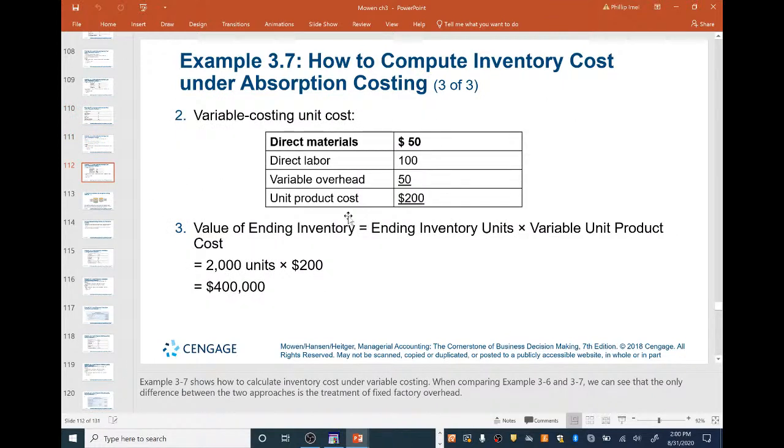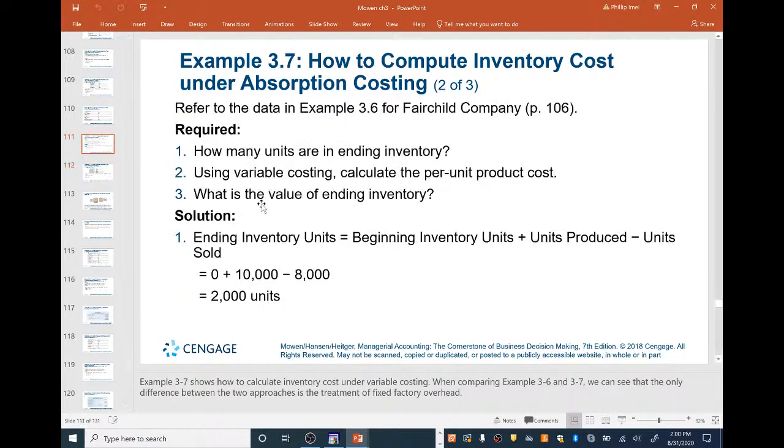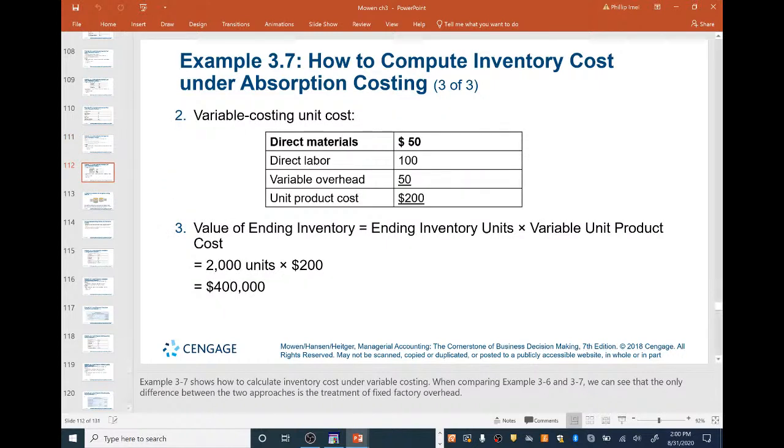Now what about the value of ending inventory? That's the last thing they're asking for. Ending inventory units found from step 1, 2,000, times the variable unit product cost, which is found in step 2. So 2,000 times 200 is $400,000.